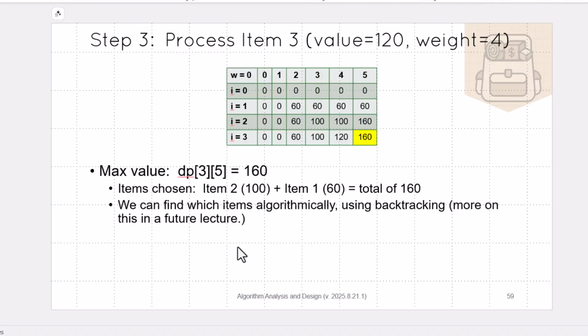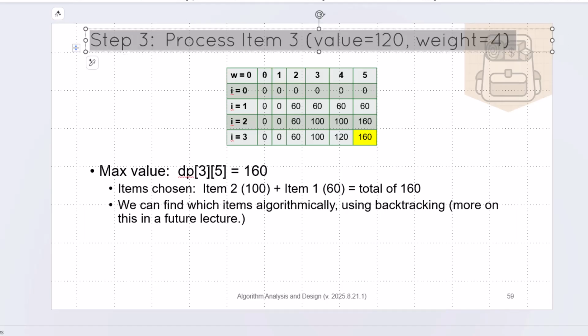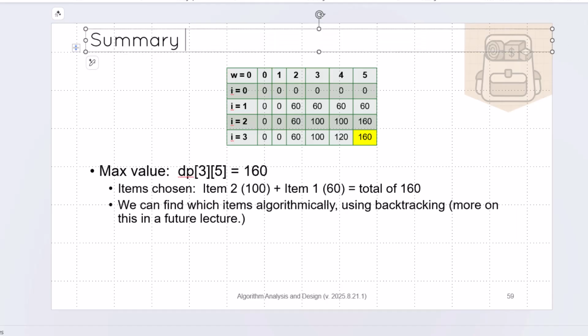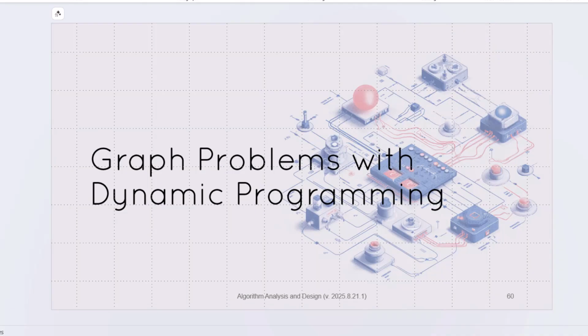Now, the final answer ends up being in i equals 3, w equals 5. That is our 160. And we got there by taking items 1 and 2. So we did not include item 3. We removed that. Okay. So actually this should say summary and final solution. That was probably a copy-paste issue. So max value is dp at 3 and 5. That gives us the 160 from the previous 2 items.